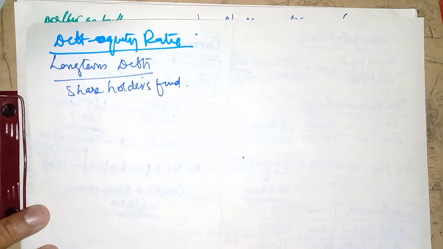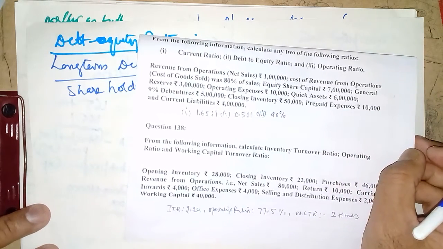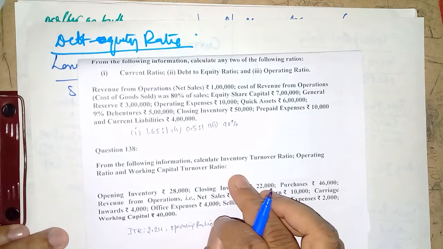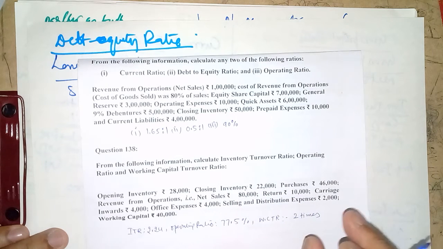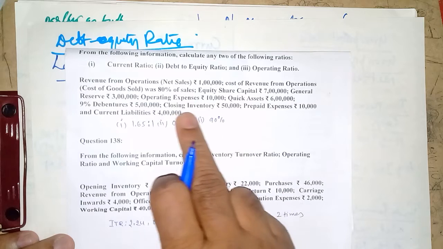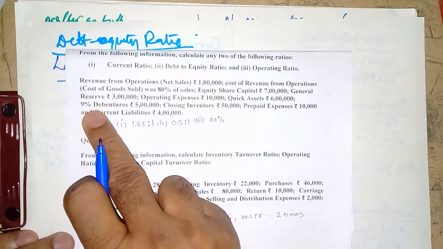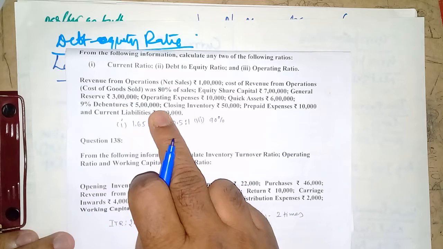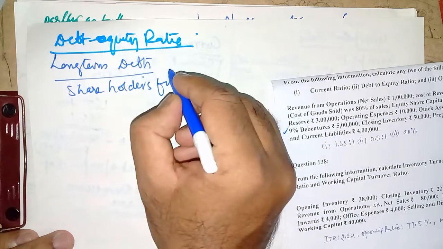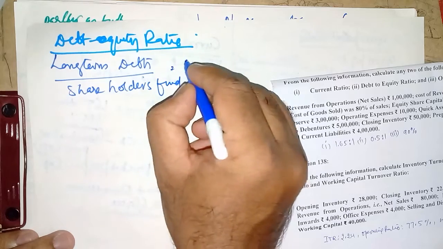What do you mean by long term debts? Long term debts refers to any liability which is payable beyond 1 year, or in a period of more than 1 year. Exclusively, long term debts would be considered as debentures or any long term liability, right? So in this question we have 9% debentures as our long term debt. So this 9% debenture is considered as a long term debt. So long term debts are 5 lakhs.